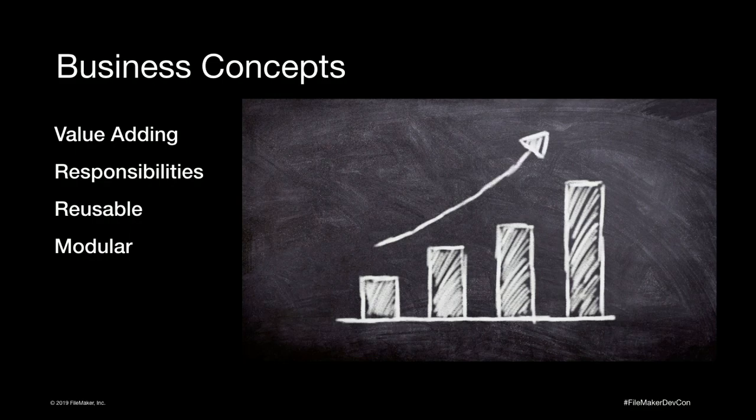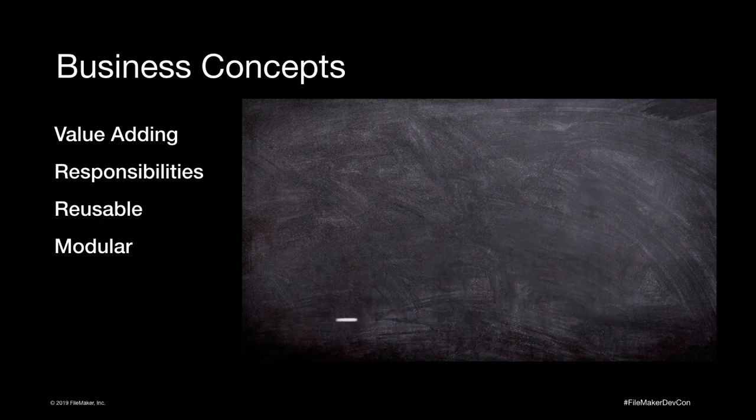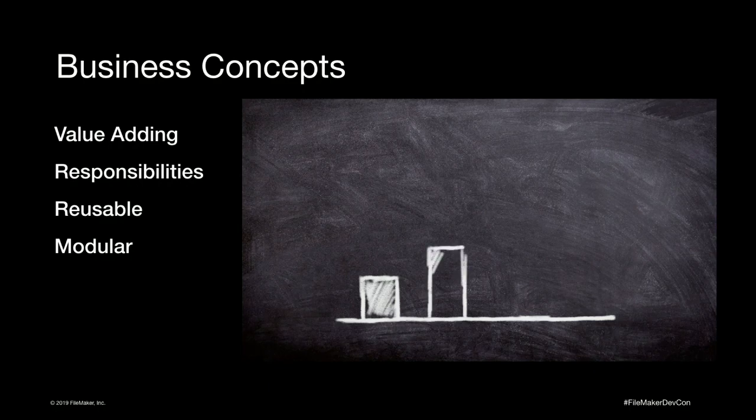So if you can say that your hosting plan is cheaper because you have your entire maintenance automated, then you might have an advantage over a competitor that's at the same price but doesn't have the same features that you have. The next business concept I want to talk about is responsibility.